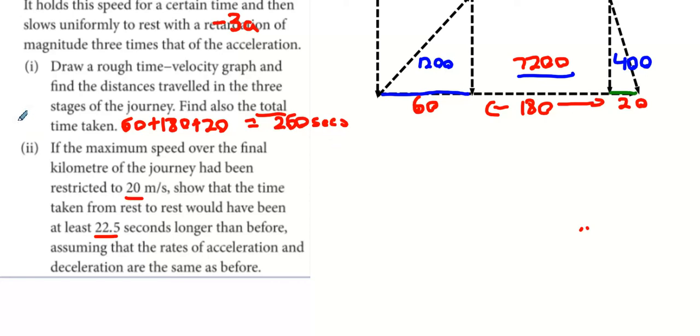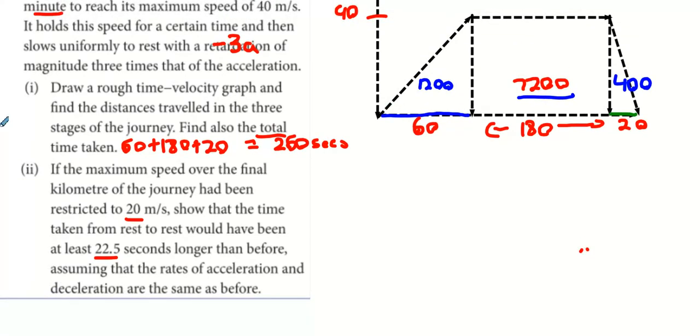Now, something that we want to make you aware of is that if you look at this question here, the maximum speed over the final kilometer of the journey had been restricted to 20. The final kilometer of the journey would be starting here. Does everybody get that? Because it'll be 600 plus your 400 to give you 1,000. So I have to construct a new speed-time diagram to make this work properly.